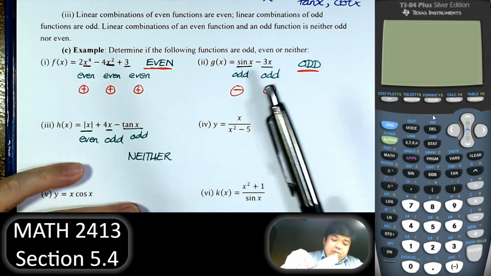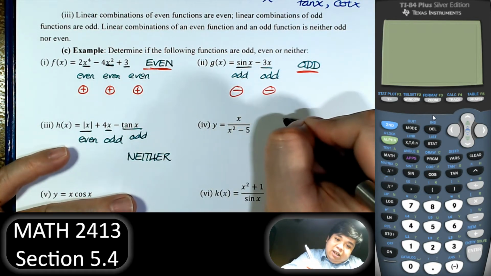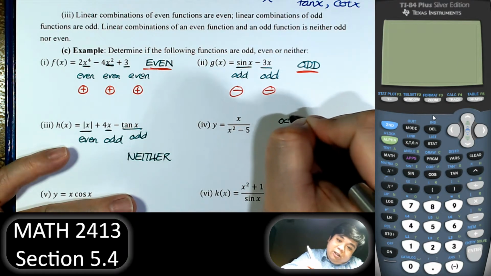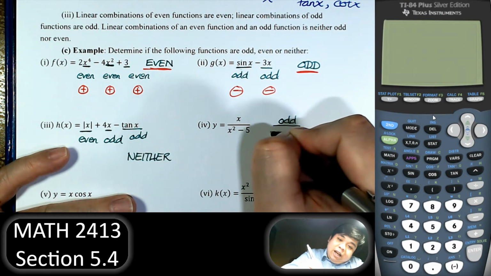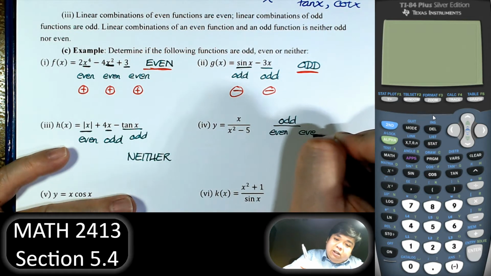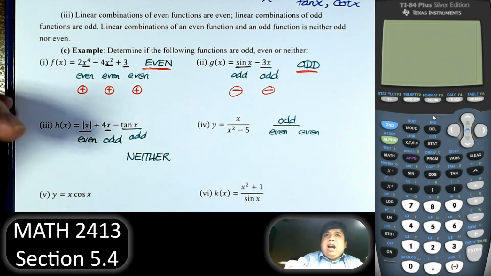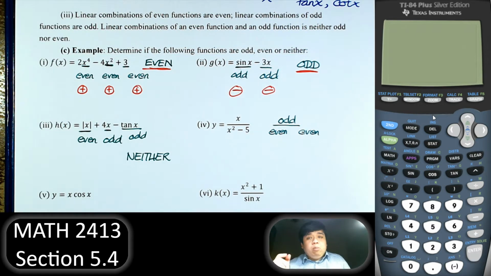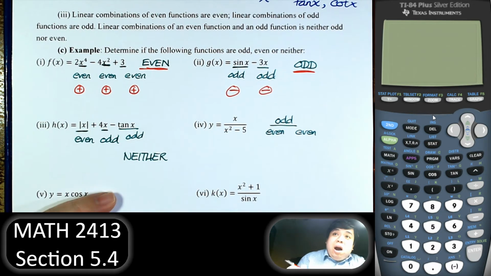Next, this one: x is going to be odd, x squared is even, 5 is even. So what do we have here? Kind of difficult, right? So that's why I use the plus or minus to associate it.